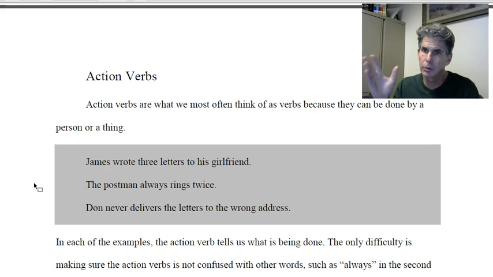Because when it's a linking verb, there's no action going on. And when it's an action verb, there's no linking going on. You're either on one side of the plate or the other. You can't stand in the middle and expect them to pitch to you. You're going to get hit. Okay? One side or the other.